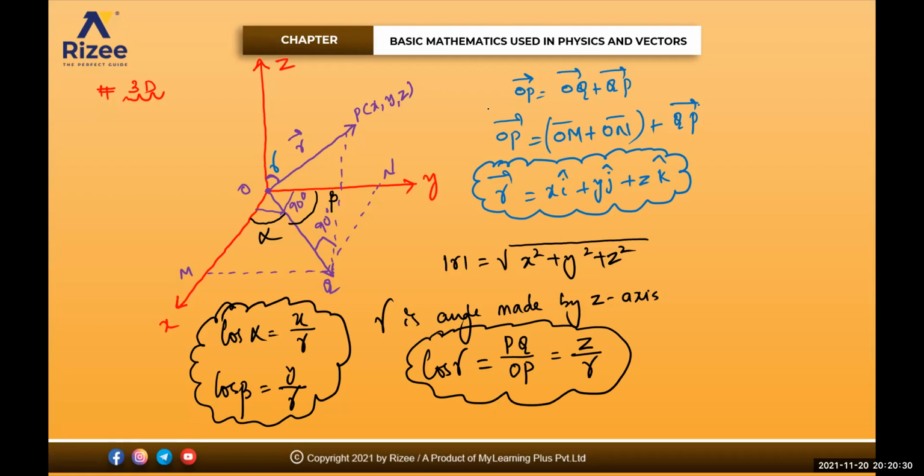Clear for everyone? Okay, these are known as your direction cosines, beta. Cos alpha, cos beta and cos gamma are called direction cosines.